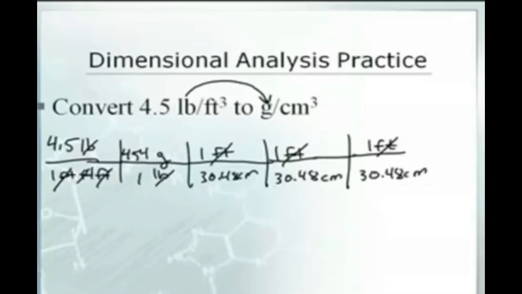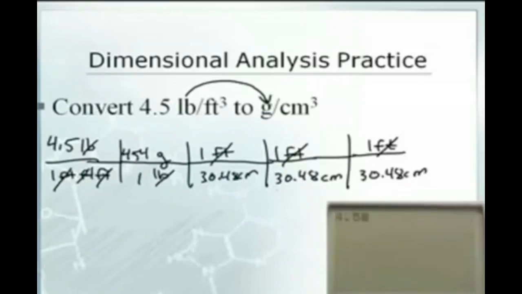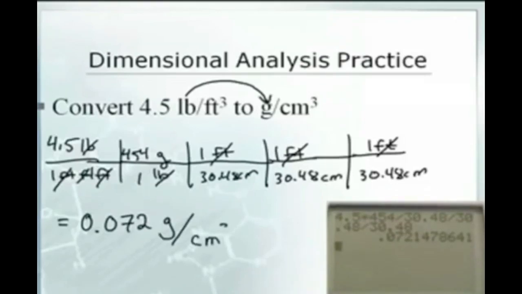So on the calculator, all right, here we go. 4.5 times 454 divided by 30.48, 3 times. I bet you can figure that out. 30.48. 0.072, and that would be grams per cubic centimeter, centimeter cubed, which of course you can see in our wonderful box over here.